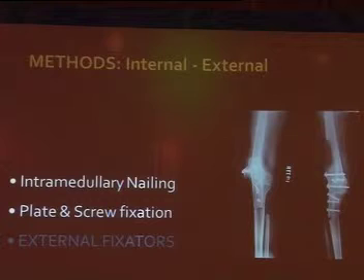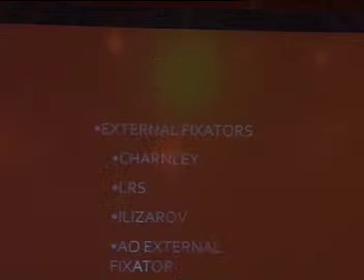Coming to methods, knee arthrodesis can be done both internally and externally. Internally by intramedullary nailing, plates and screw fixation. And externally with an external fixator by these methods: Charnley, LRS, Ilizarov, and AO external fixator.